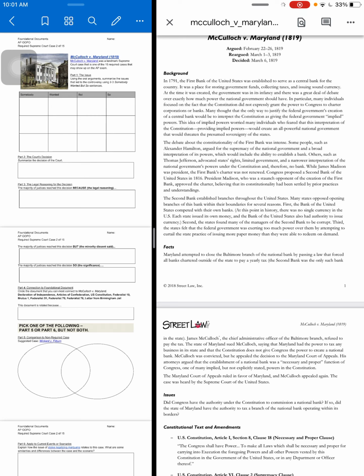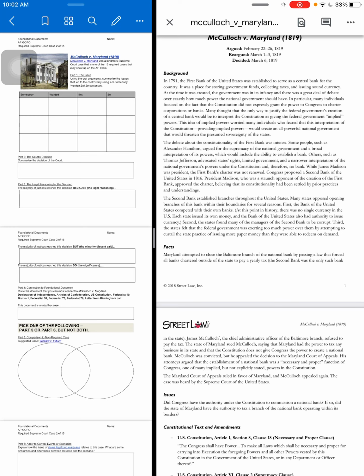This idea of implied powers worried many individuals who feared that this interpretation of the Constitution, providing implied powers, would create an all-powerful national government that would threaten the presumed sovereignty of states. The debate about the constitutionality of the first bank was intense. Some people, such as Alexander Hamilton, argued for the supremacy of the national government in a broad interpretation of its powers, which would include the ability to establish a bank. Others, such as Thomas Jefferson, advocated states' rights, limited government, and a narrower interpretation of the national government's powers under the Constitution, and therefore no bank.